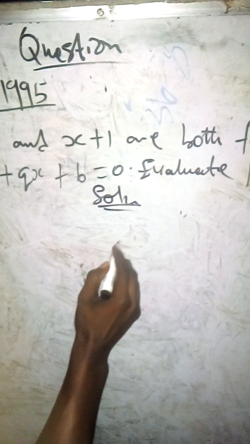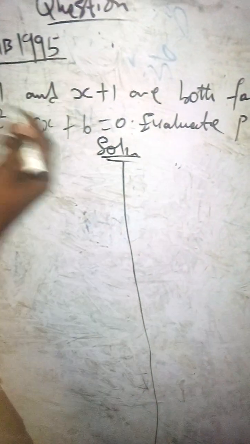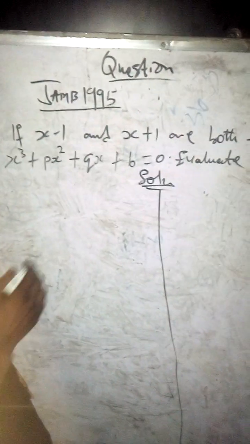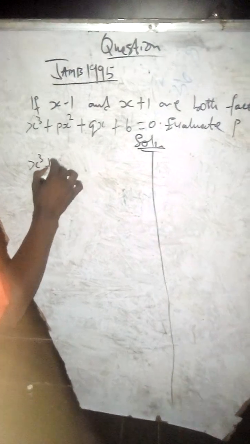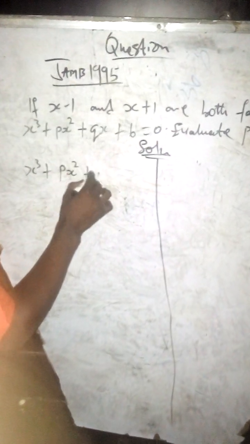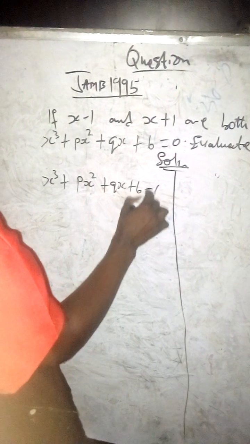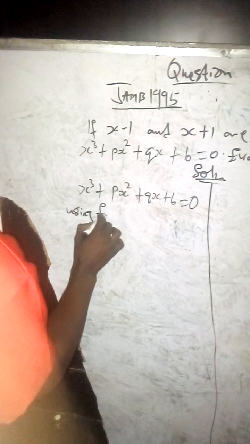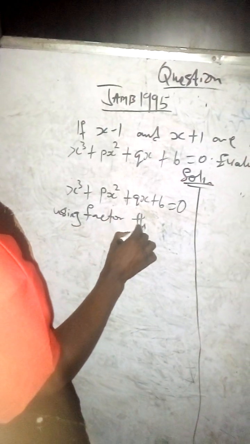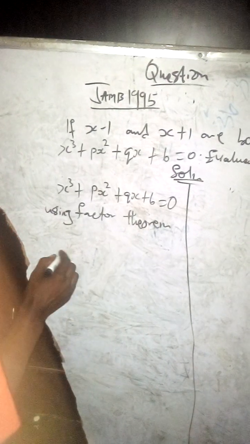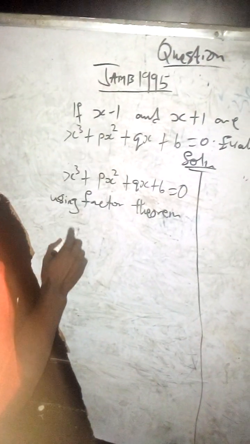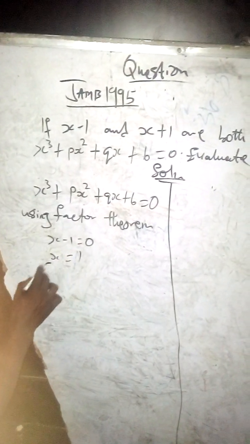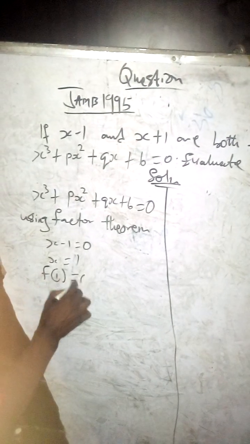Solution. They said if x minus 1 and x plus 1 are both factors of the equation, and the equation is x cubed plus px squared plus qx plus 6 equals 0. Using the factor theorem, we have that x minus 1 is equal to 0, x equals plus 1, and f of 1 is equal to 0.